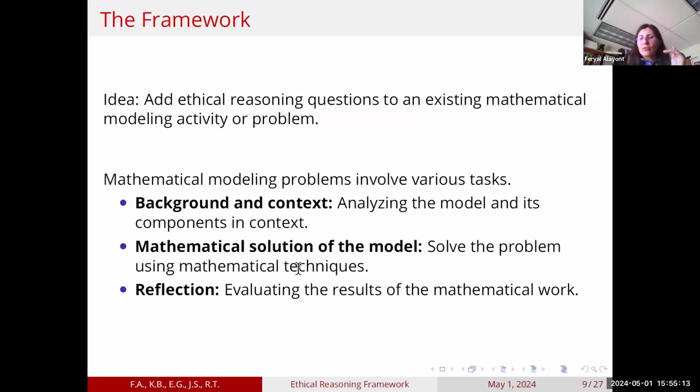Usually we have the mathematical solution of the model part, the meat in the middle, given to us in our textbooks, our own problems from before. And what we're suggesting is adding problems related to the background and context and the reflection. Remember the 5 steps of the ethical reasoning process. So we are basically suggesting to add prompts in these 2 parts to make the ethical reasoning come back alive in our problems. And Jeremy will tell you about how to do that, starting with a specific differential equations problem.